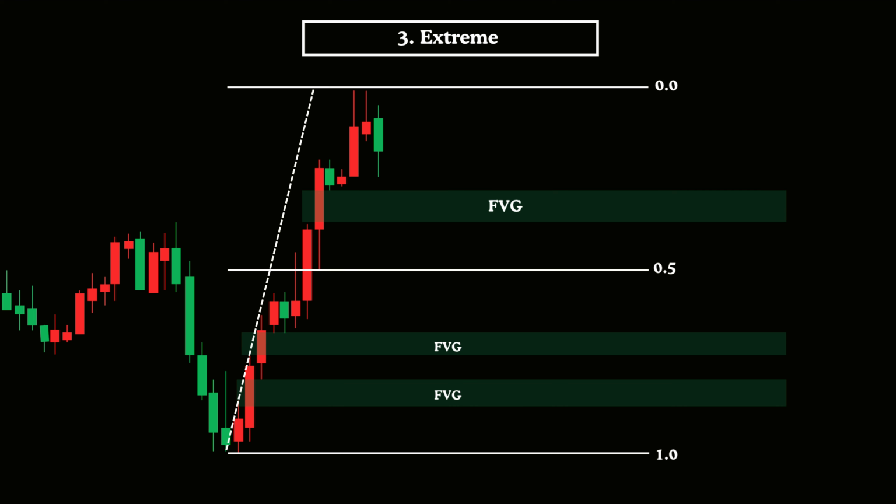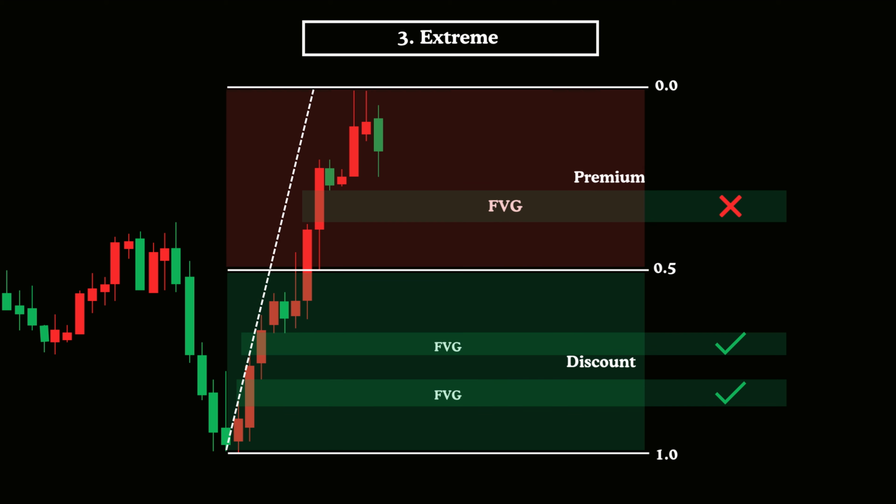Rule number 3. Fair value gaps located at market extremes carry greater significance and should be given higher priority for trade execution compared to gaps formed within internal price structures. These extreme-level FVGs often serve as stronger zones for reversals or continuations due to their proximity to key liquidity levels.